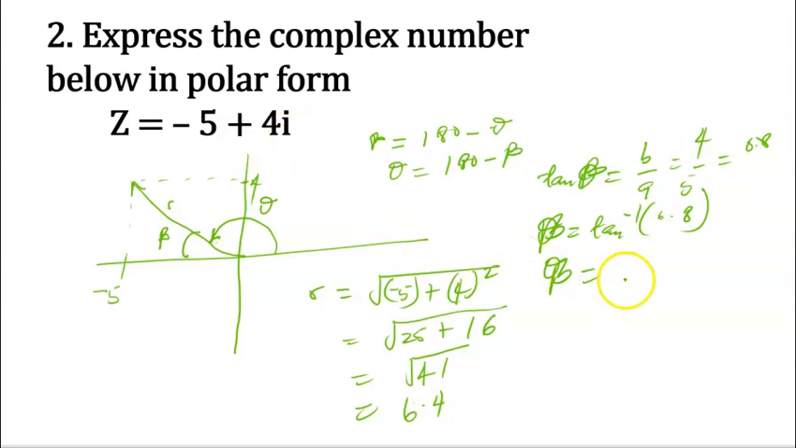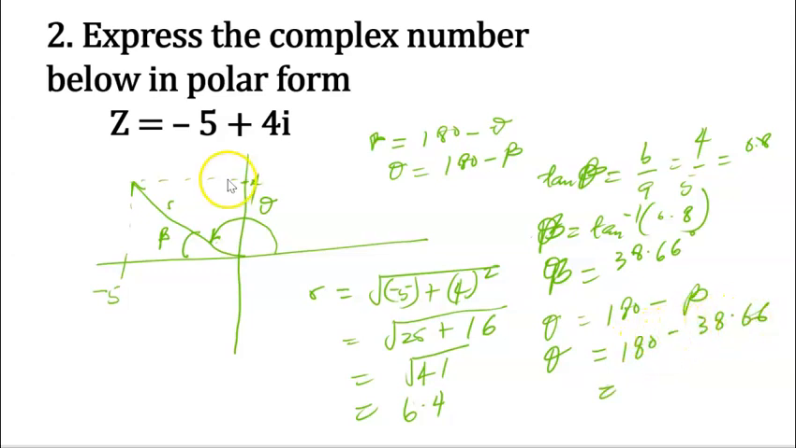That's 38.66 in degrees. So if beta is 38.66, my theta, remember, is the same thing as 180 minus beta because of the quadrant I'm working in. So theta in this case will be 180 minus 38.66, which from my calculator is 141.34. Let's see another quadrant.